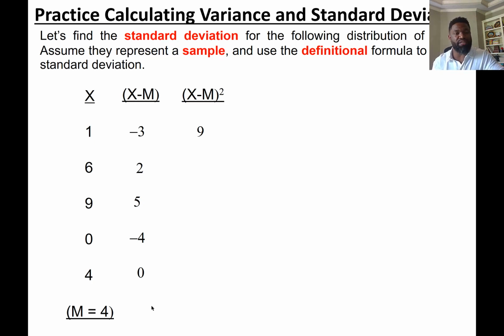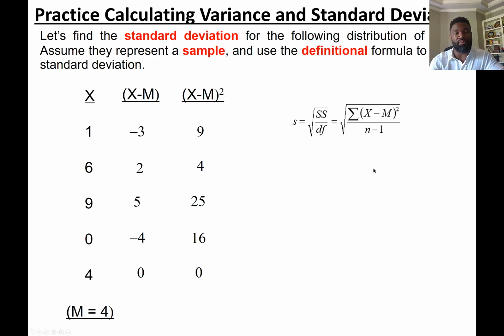And so if we do that, negative 3 times negative 3 is 9, and 2 squared is 4, 5 squared is 25, negative 4 squared is 16, and 0 squared is 0. And so again, the top part of our formula, check it out. We have this special thing, right?